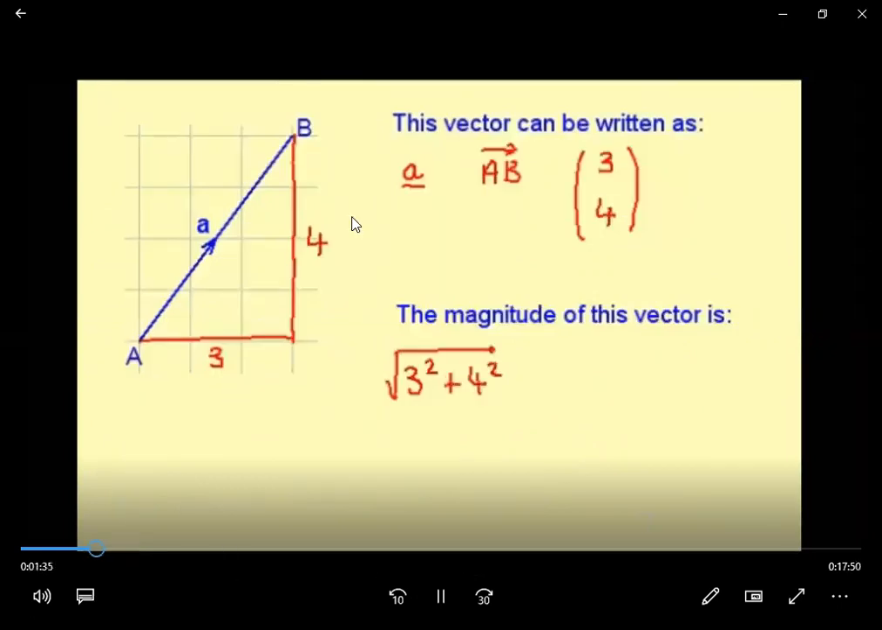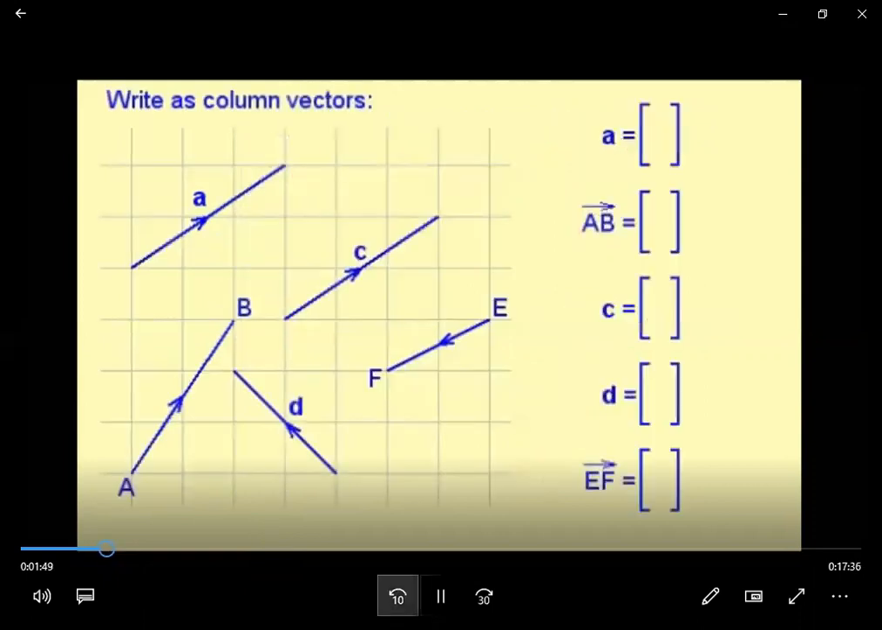This is the square root of 9 plus 16, which is the square root of 25, so the magnitude is 5. Here are some questions for you to try. Press pause and write these vectors as column vectors.